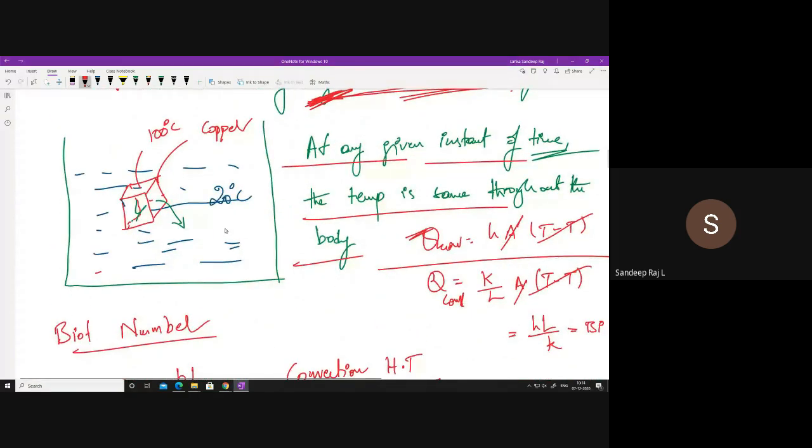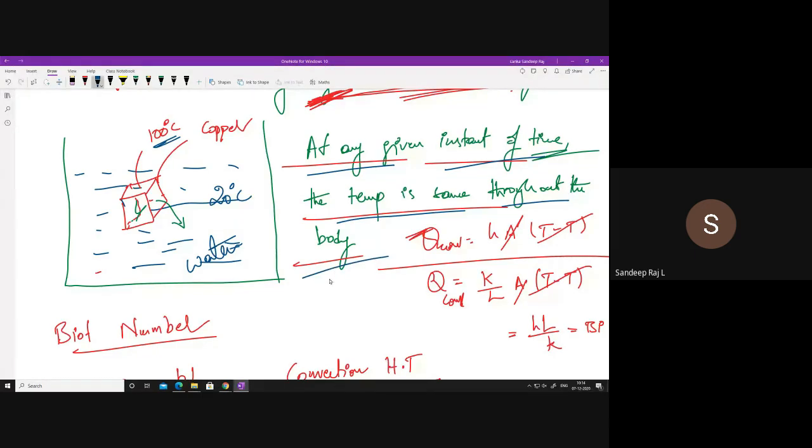In this example, you can see the water is at 20 degrees centigrade, and in this water you have dropped a copper cube which is at 100 degrees centigrade. If that is the case, at any given instant of time the temperature is the same throughout the body. So that can happen.